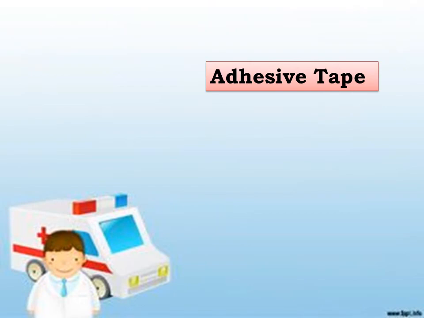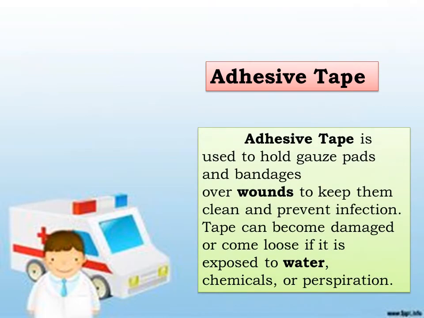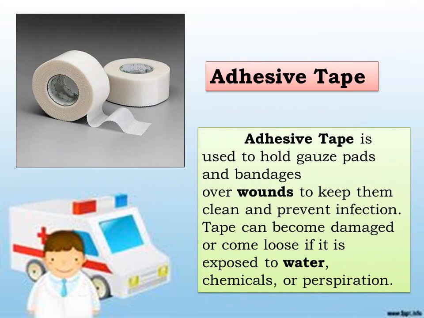Next, we have the adhesive tape. So, adhesive tape is used to hold gauze pads and bandages over wounds to keep them clean and prevent infection. Tape can become damaged or come loose if it is exposed to water, chemicals, or perspiration.